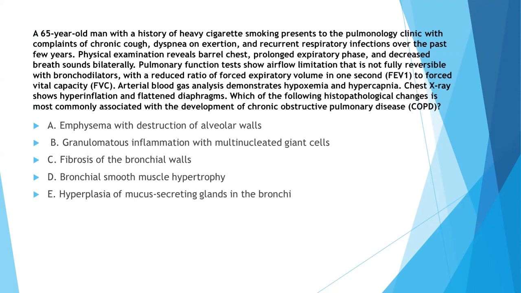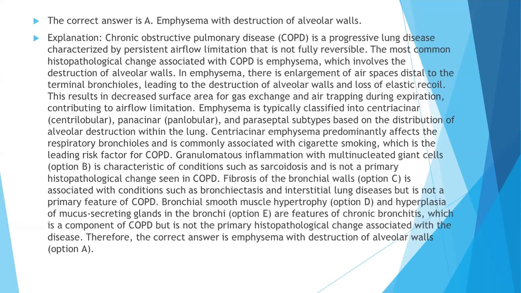Pulmonary function test shows airflow limitation that is not fully reversible with bronchodilators, with a reduced ratio of forced expiratory volume in 1 second to forced vital capacity. Now, arterial blood gas analysis demonstrates hypoxemia and hypercapnia, and chest X-ray shows hyperinflation. Now, these all are features of COPD, and the question is asking us about the histopathological change seen in COPD. So, emphysema with destruction of alveolar walls, granulomatous inflammation with multinucleated giant cells, fibrosis of the bronchial walls, bronchial smooth muscle hypertrophy, or hyperplasia of mucociliary glands in the bronchi. So yeah, the correct answer is A, that is emphysema with destruction of alveolar walls.